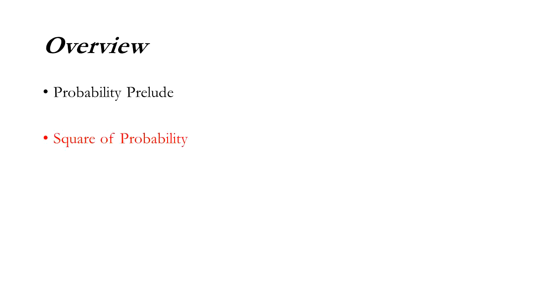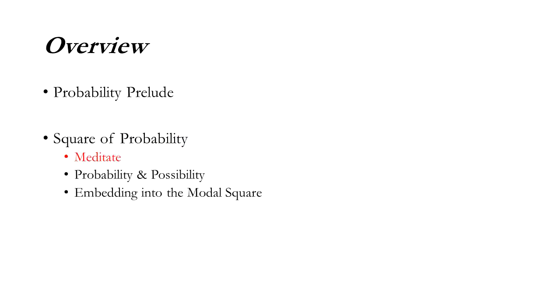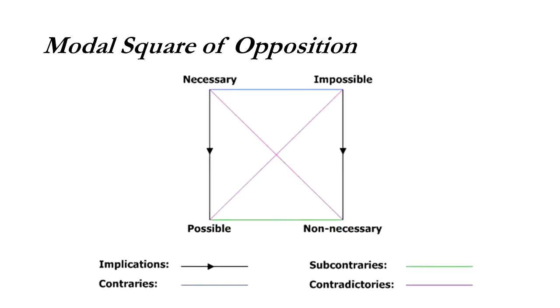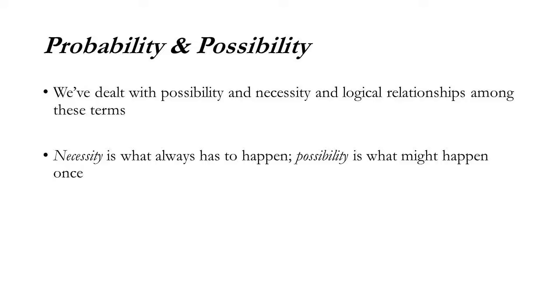Now, let's use this to build a square of probability. First, of course, meditate. Assuming you have done that, come back to me. We'll talk about probability and possibility. Now, we've dealt with possibility and necessity and logical relationships among them. Remember this. Necessity is what always has to happen. Possibility is what might. These are boundary cases in the real world.